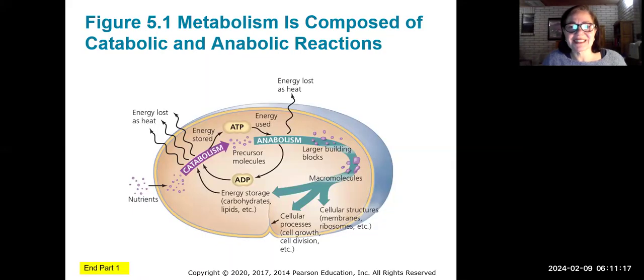Hello, and welcome back to the lecture on Chapter 5, Metabolism. We had just finished looking at an overview of metabolism, how catabolic reactions release energy and release metabolites so that we can perform anabolic reactions using the energy in ATP and those individual building blocks to build larger macromolecules, and then how this continues recycling.